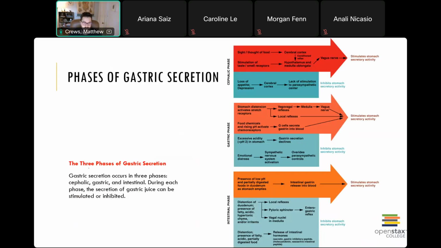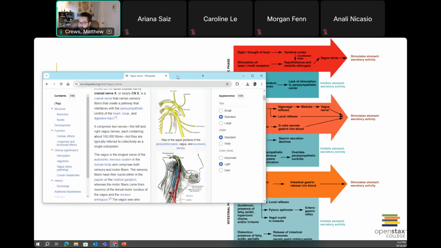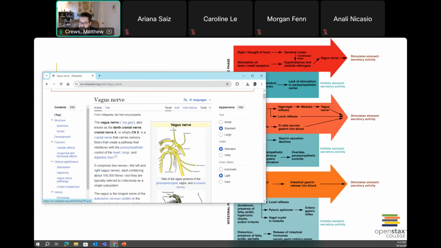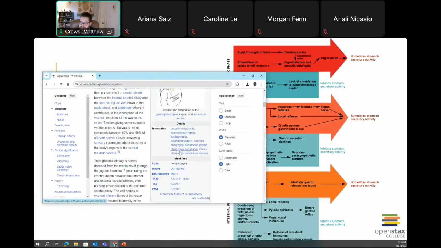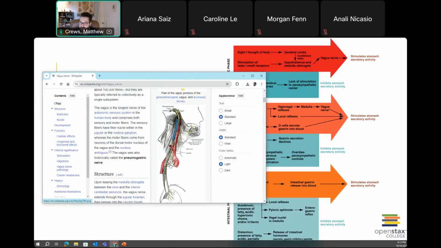Hang on. I'm going to show you Wikipedia because it does a lot of stuff. This is the vagus nerve. We've heard of it before. It looks like this. It's got a lot of stuff going on, and it goes all the way down into your stomach. It starts in your head and works all the way down.